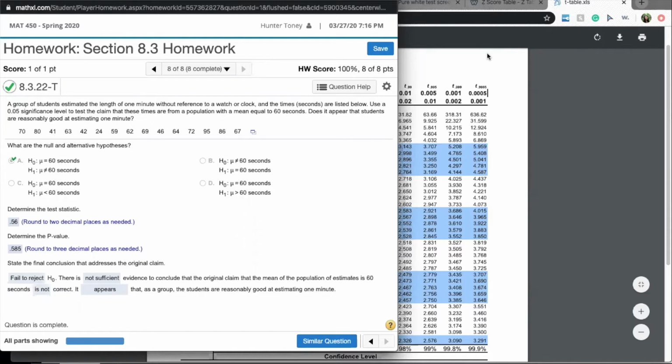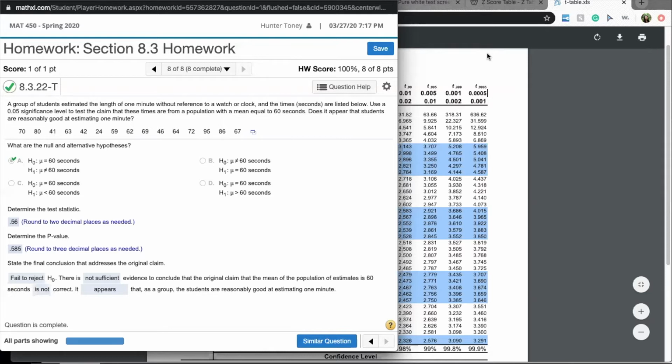So for this one, they tell you a group of students estimated the length of 1 minute without referencing a watch or clock, and the times in seconds are listed below. And they want us to use a 0.05 significance level to test the claim that these times are from a population with a mean equal to 60 seconds. So we want to see how closely they can guesstimate 1 minute. And then it goes on to say, does it appear that students are reasonably good at estimating 1 minute? So we want to see if they can guess 1 minute or 60 seconds or not.